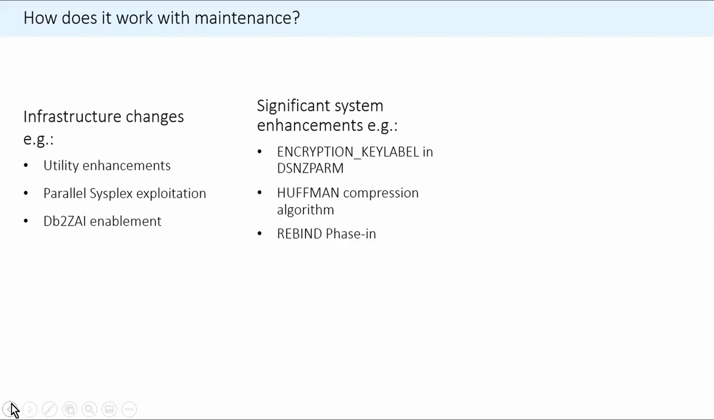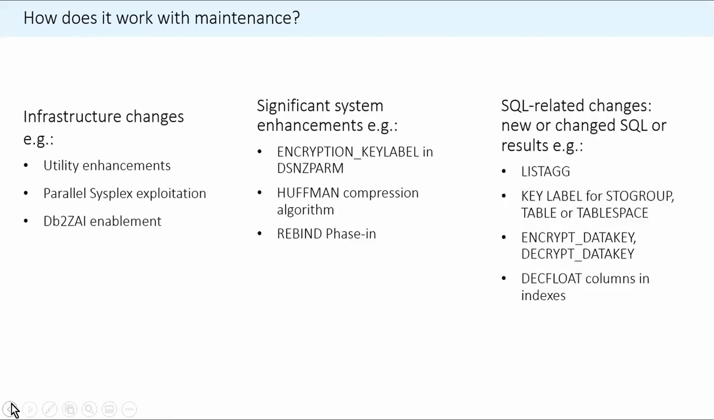right? And then there's the third broad category, and that's SQL related changes. So either new SQL or changed variations on SQL statements, or SQL that produces different results than you were expecting. And here are a few examples, right? LISTAGG, setting a key label, encrypt data key or decrypt data key, or using DECFLOAT columns and indexes. So these are all about SQL specific changes, whether it's DML or DDL or DCL.